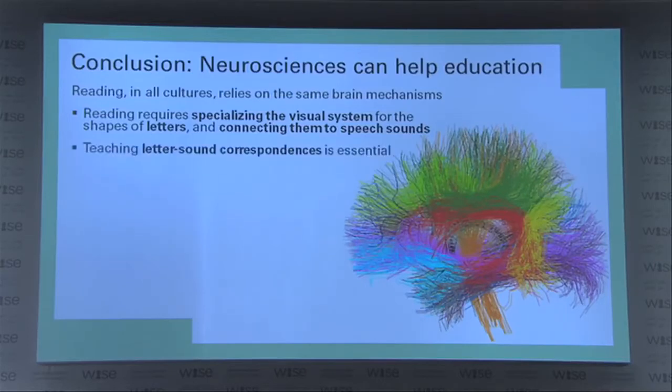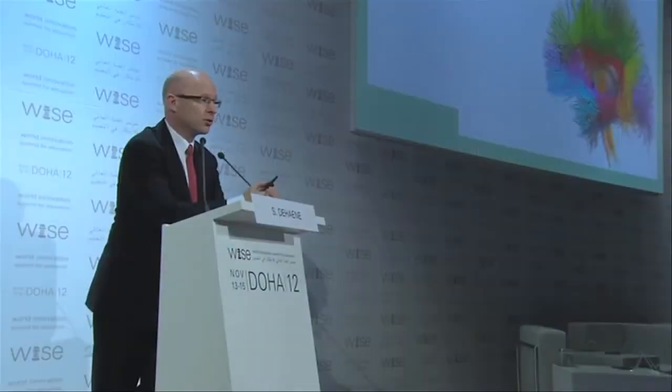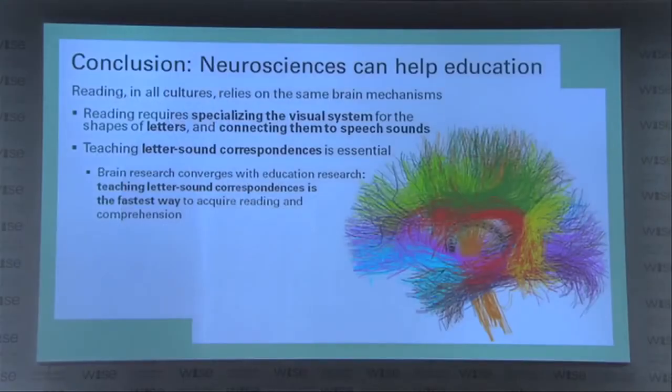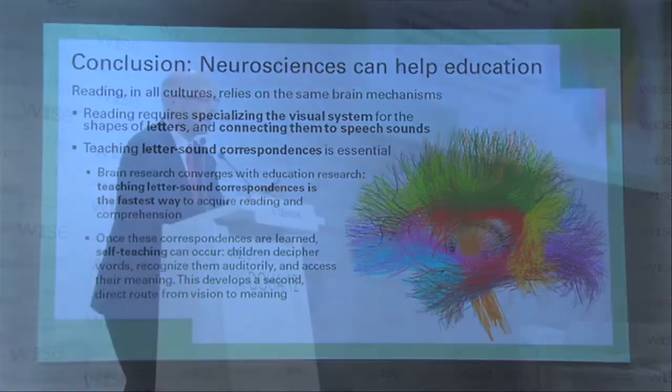Teaching letter to sound correspondences is therefore essential. It's one of the main pathways which is being transformed in the brain. Brain research converges with educational research. Teaching of letter to sound correspondences is the fastest way to acquire reading and comprehension, not just being able to decode the words. How does this work?